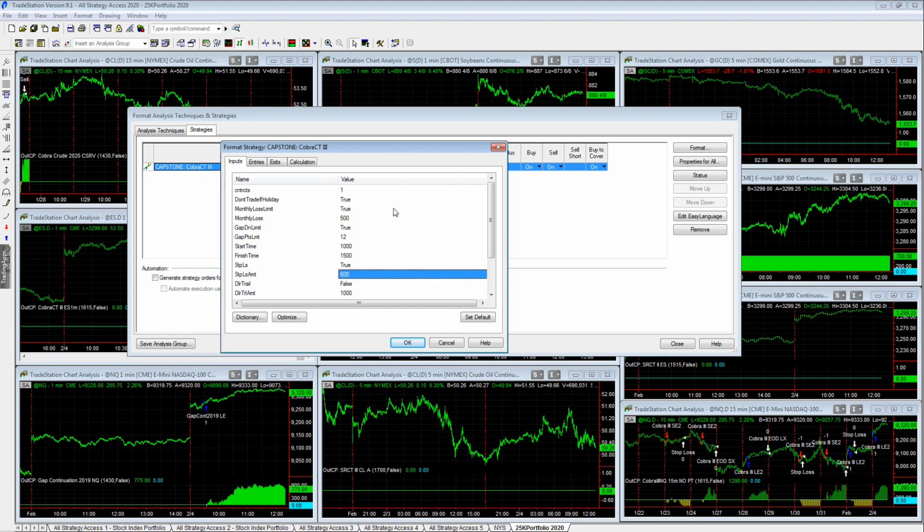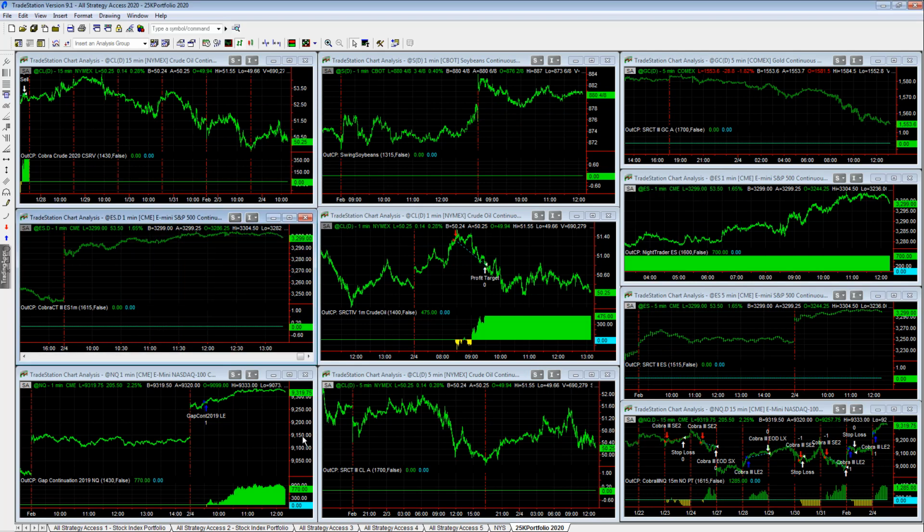And so the exits for this are a $600 stop loss, and/or it exits at 4:12 p.m. Eastern Standard Time. And if it's down $500 a month, which could be as much as $1,100 on a closed trade basis, then it will stop trading for the month. That's Cobra CT3, E-mini S&P.